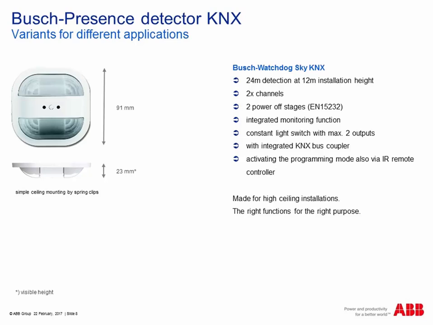The next presence detector is our Busch Watchdog Sky. This is not made for office and room application. It is more made for high halls, high rooms. Typically, the application for this one is an installation height of 12 meters in a gym or in a sports hall, something like that.